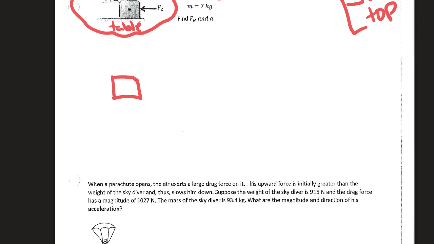So let's draw force 2. Force 2 is to the left, but we never draw arrows going into the object. We have them going out. But it's to the left, so it's negative 33 newtons.